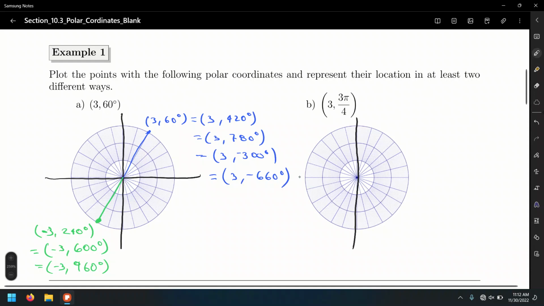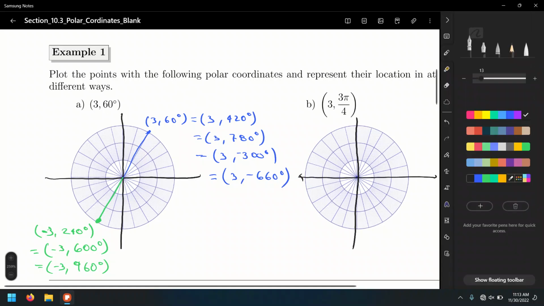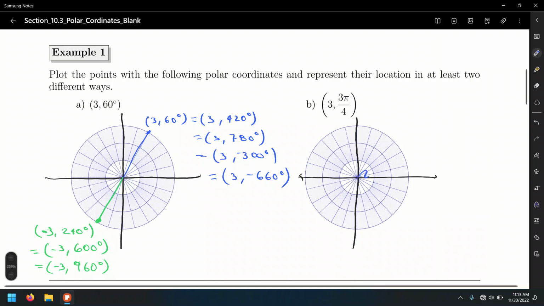It's the same thing. Nothing's going to change. So it's also a radius of 3. So from the pole, I'm going to move 1, 2, 3 units as a radius, and I'm going to go with an angle of 3 pi over 4. That is, here is a pi over 4, 2 pi over 4, 3 pi over 4 is here. So that's the angle 3 pi over 4.